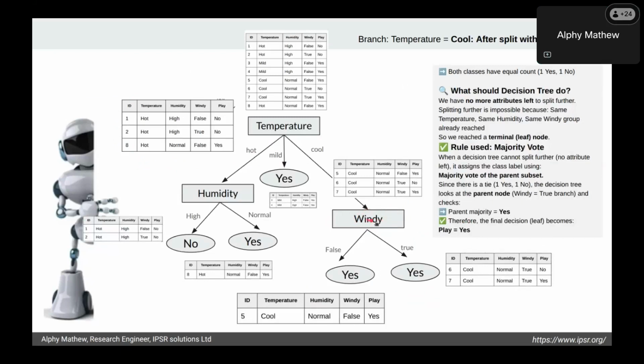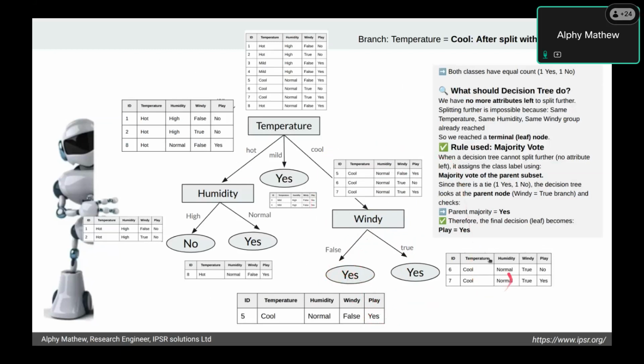Here with windy, two distinct values are there, false and true. So we are splitting this data set into windy equal to false and windy equal to true. For the windy equal to false branch, there are no complications because it is only one class. So it's very easy. It is pure. We can replace it with the class label as a leaf node.